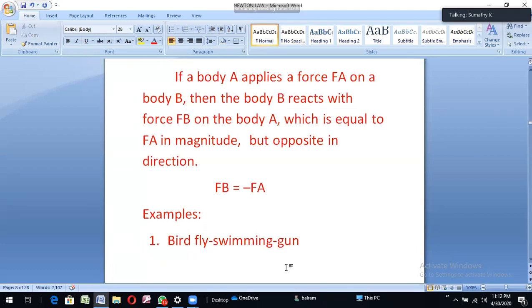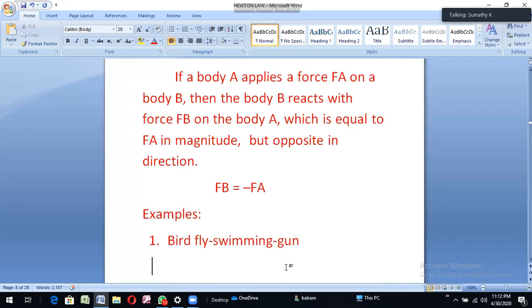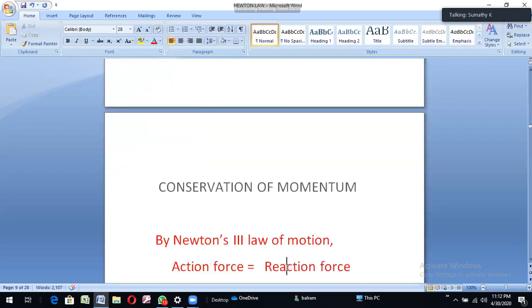Examples: bird flying, swimming, a gun. When a man fires the gun, the bullet goes in one direction, and then his hands will pull backward. That is the opposite reaction. Yes, like that. Next, conservation of momentum.